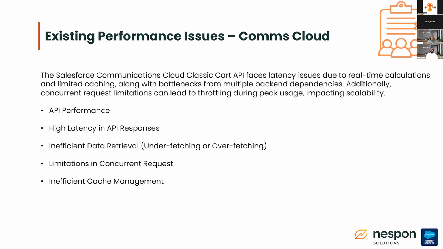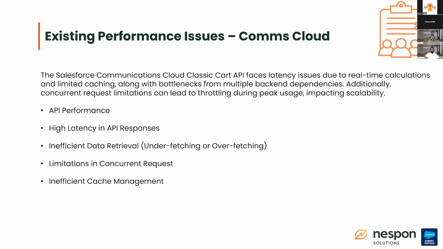So here we are going to focus on the main challenges we faced with the older Classic Cart API. First, high latency was a big issue since it relied on real-time calculation that couldn't keep up with the fast-paced demand of telecom operations. It often slowed down the process, leading to a frustrating user experience. The architecture often led to slowdowns, mainly because it relied on multiple backend systems, which reduced its efficiency. So here we have some challenges.